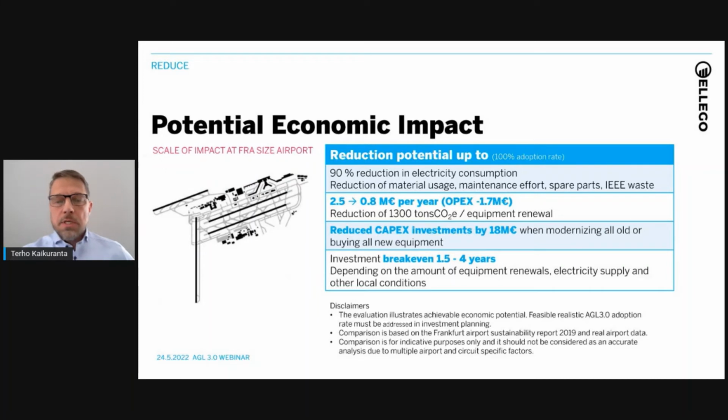Investment break-even time is estimated to be around 1.5 to 4 years. That of course depends quite a lot on the local conditions and what kind of circuits there are under study, how many lamps you have and what kind of existing infra you have there. But these evaluations have been reviewed and evaluated together with the actual airport personnel and considered realistic. So this is something achievable.